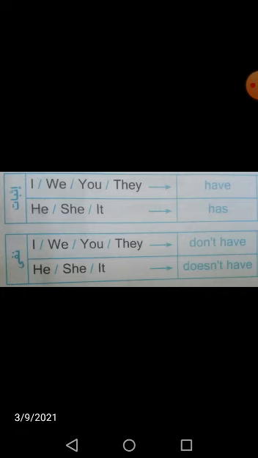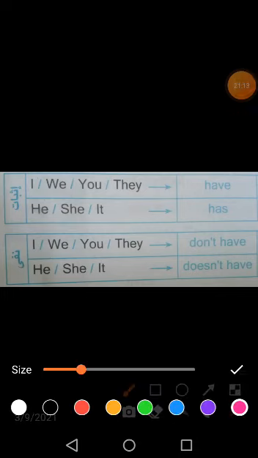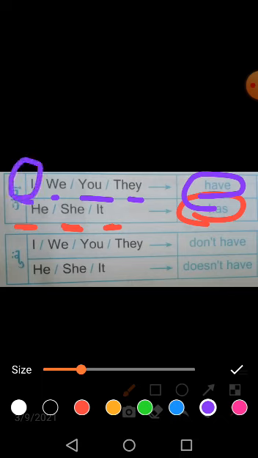Let's talk about has and have, the verb to have. Repeat after me, verb to have. The verb to have, grade four, consists of has and have. They have the same meaning, okay? Has for singular, have for plural. Has takes what? He, she, it. Have takes we, you, they, and what? And I. I here is treated as plural in grade four, okay?